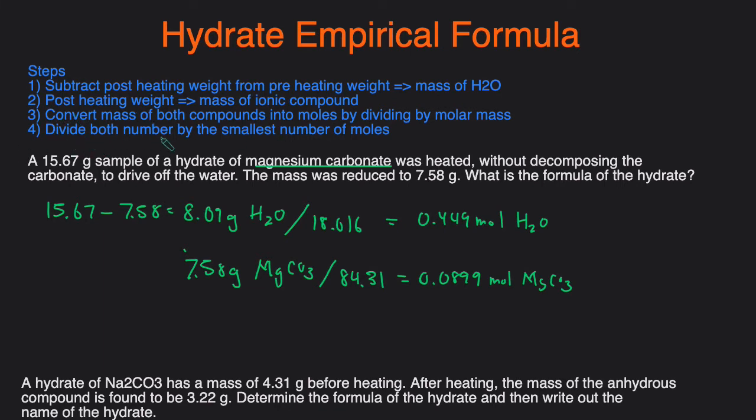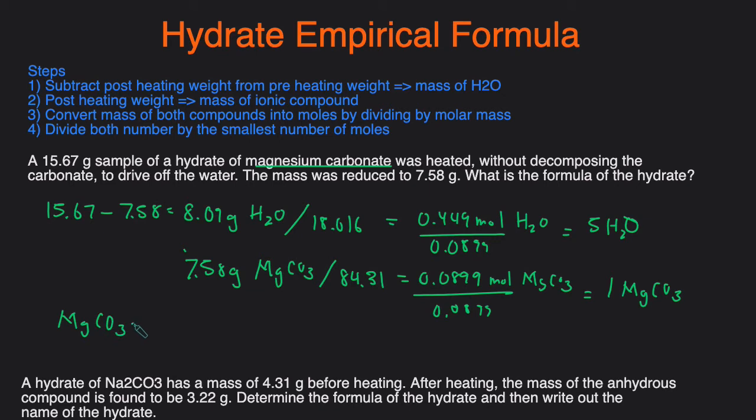Then step 4, we're going to divide both numbers by the smallest number of moles. The smallest number of moles here is approximately 0.09. So we'll divide both of these by 0.0899. And that will give us 1 MgCO3, and approximately 5 H2O. So that means our empirical formula is going to be magnesium carbonate with 5 water molecules.